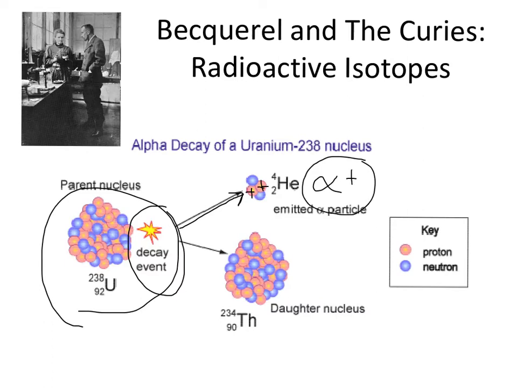Nonetheless, this was very surprising because they would get an overall neutral atom, and coming out of this atom would be something with a charge on it. So that's weird. That suggested to them that perhaps there were parts inside of atoms, and those parts must have had charges. A further mystery was that after this decay event occurred, the resulting atom down here actually changed elements. Where it was once uranium, it became thorium.